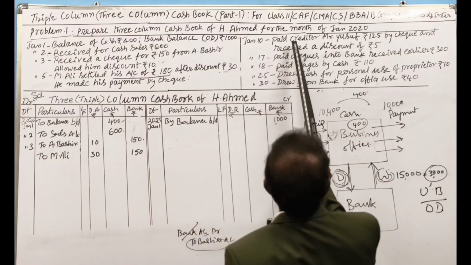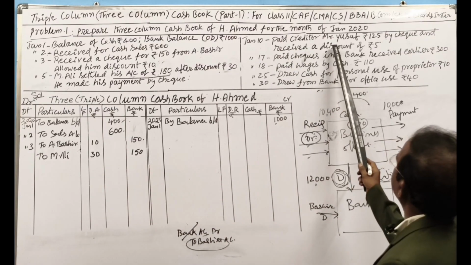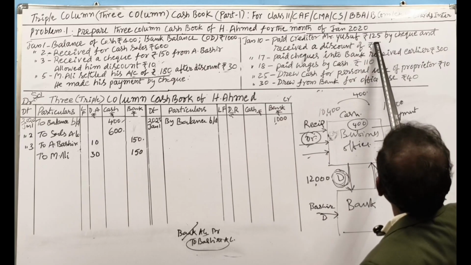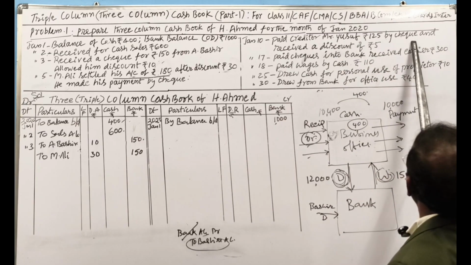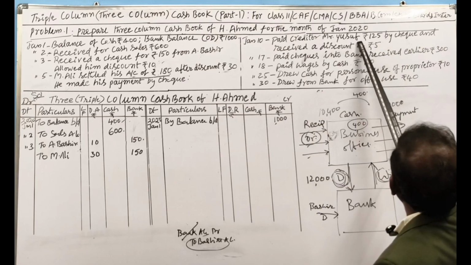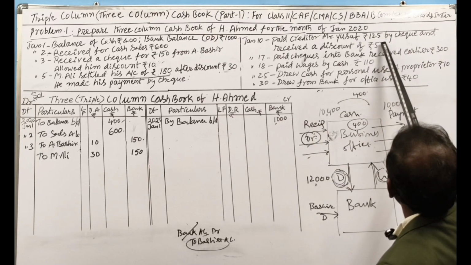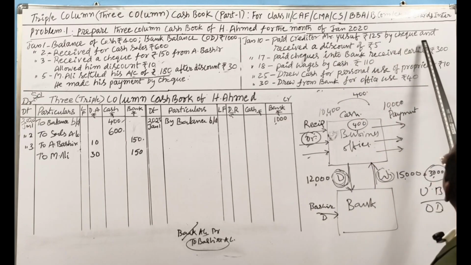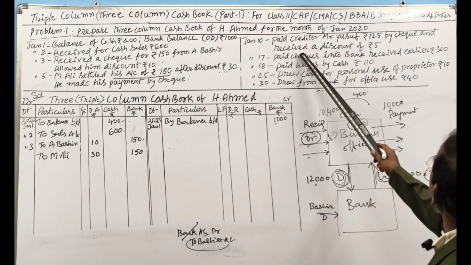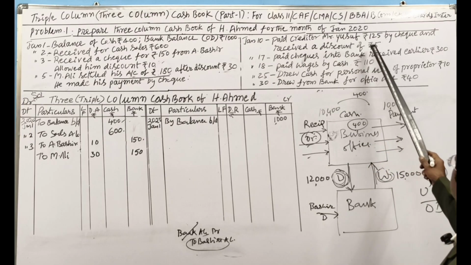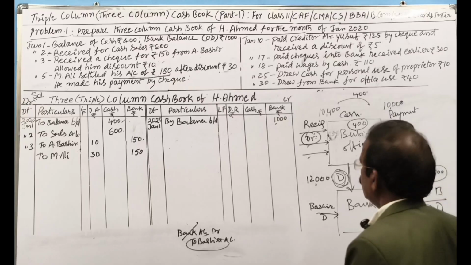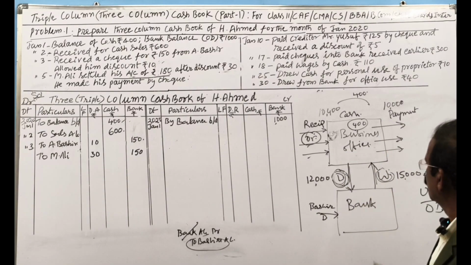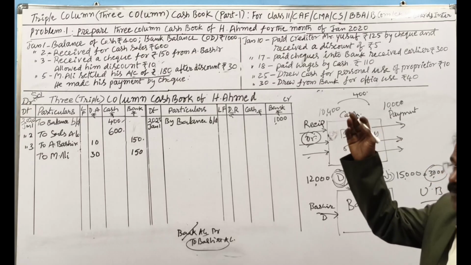Now, 10th, paid creditor, means we paid the creditor. The creditor's name is Mr. Yusuf. Rupees 125 by check. We are paying how much? 125. We are giving a check. And received a discount of 5 rupees. So, here what happened? We did not pay cash. Cash is not going out. What is going out? Our bank amount is going out.